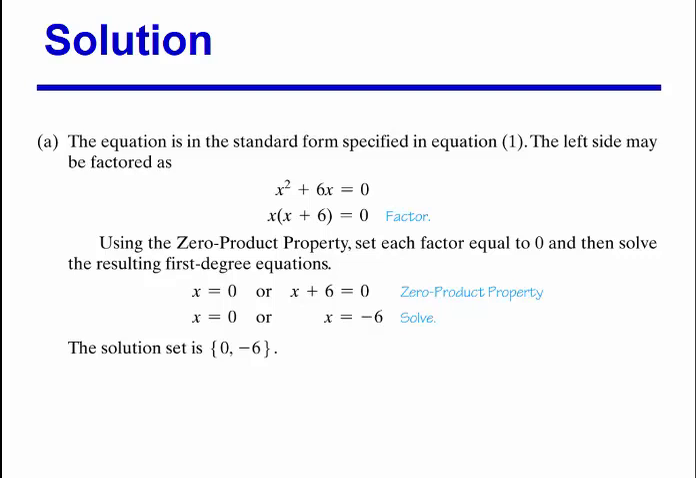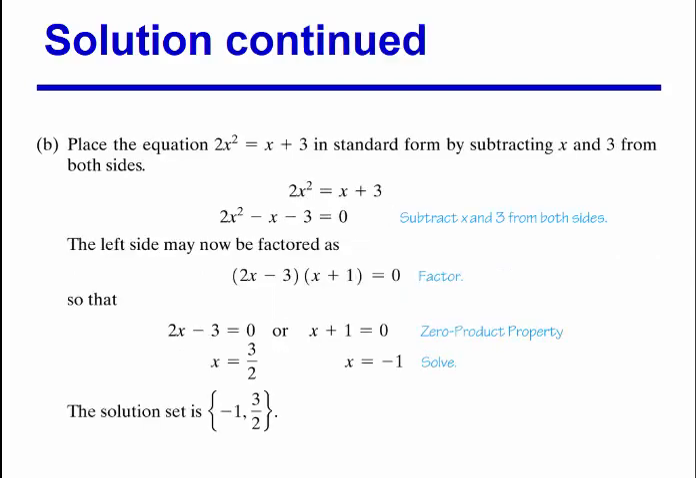Now, you can't do this all the time, especially if we have a constant anywhere on either side of the equation. And this is what happens with b. So b here, we're going to place in standard form. So it ends up being 2x squared minus x minus 3 is equal to 0. The difference between this one and the previous one is that we have a constant here, namely negative 3. So the left side now may be factored. 2x squared minus x minus 3 actually factors to (2x minus 3) times (x plus 1) equal to 0. We use the zero factor property, so we set each of the factors equal to 0. The first one is x is equal to 3 over 2, or x is equal to negative 1. And that's our solution set.